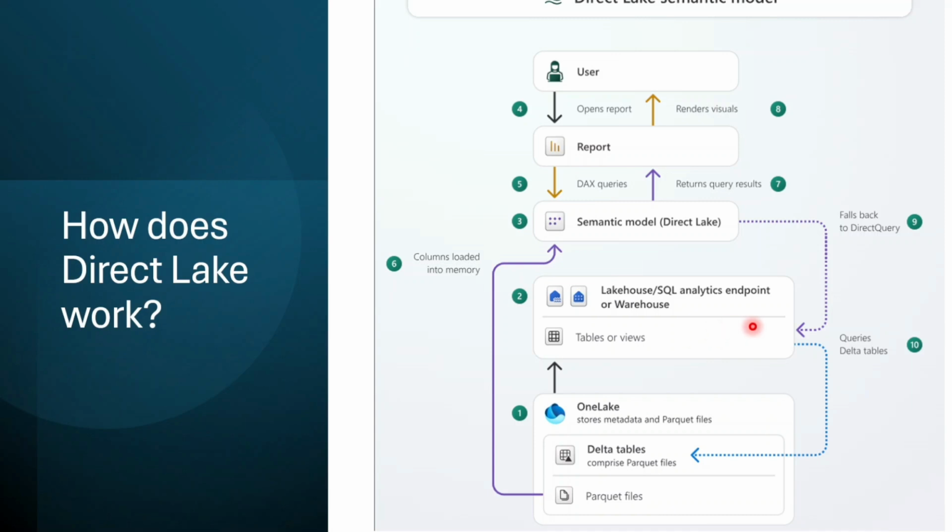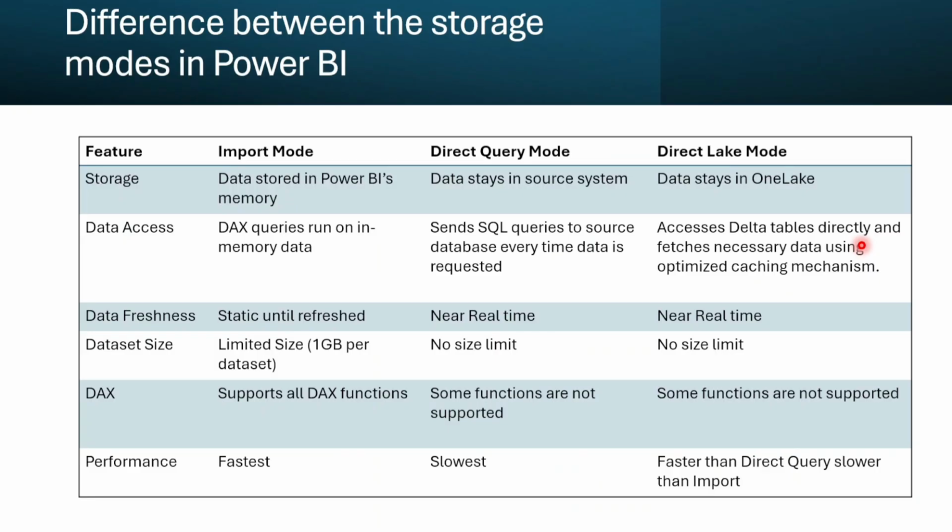The SQL Analytics endpoint also gets its data from the Delta tables, and then your columns are going to get loaded into memory. Your query results will get calculated and your visuals will get populated. So this is the working when a fallback to direct query happens. For this particular query, Power BI is not going to use direct lake mode, but it will use direct query mode when a fallback happens.